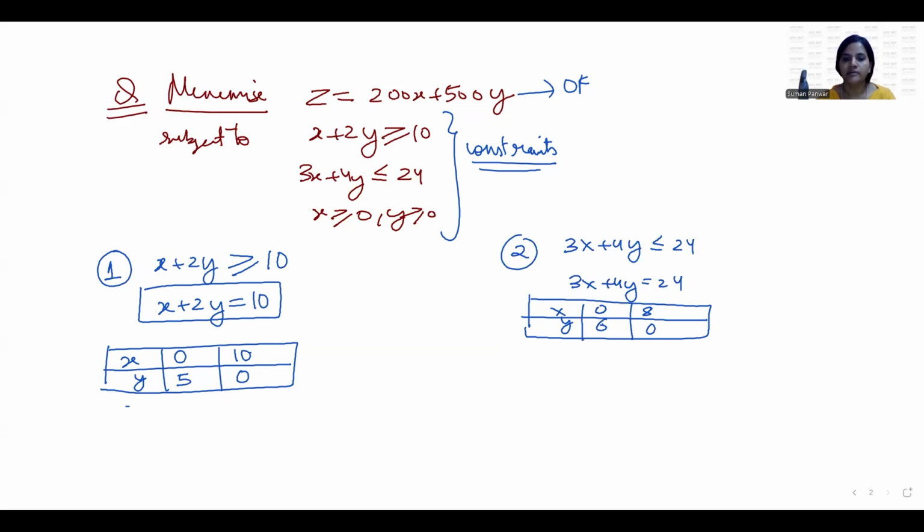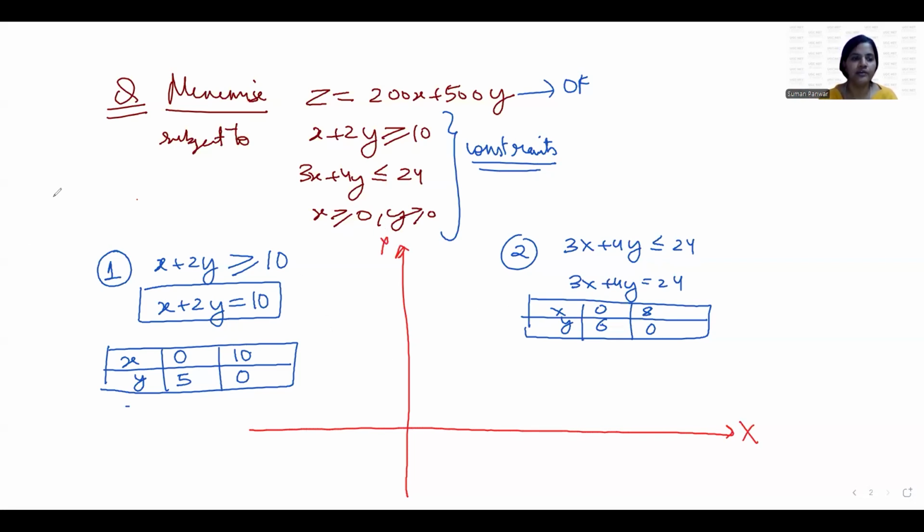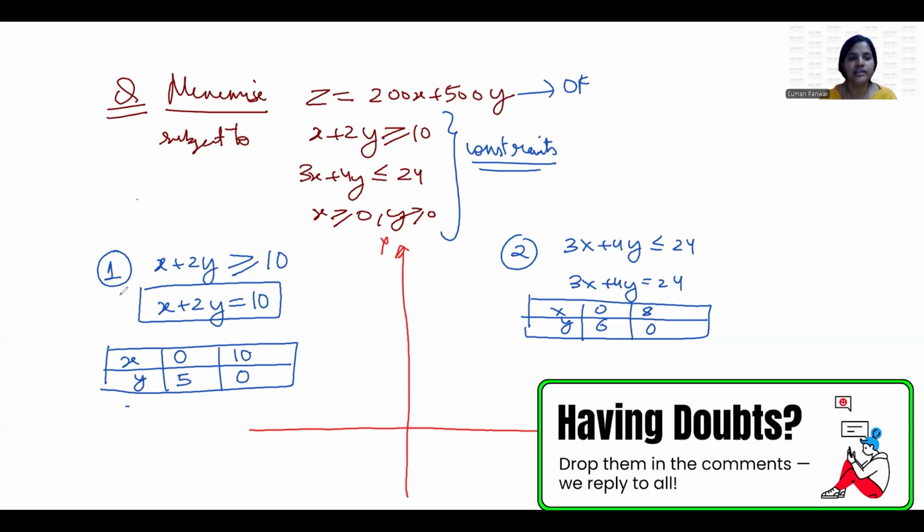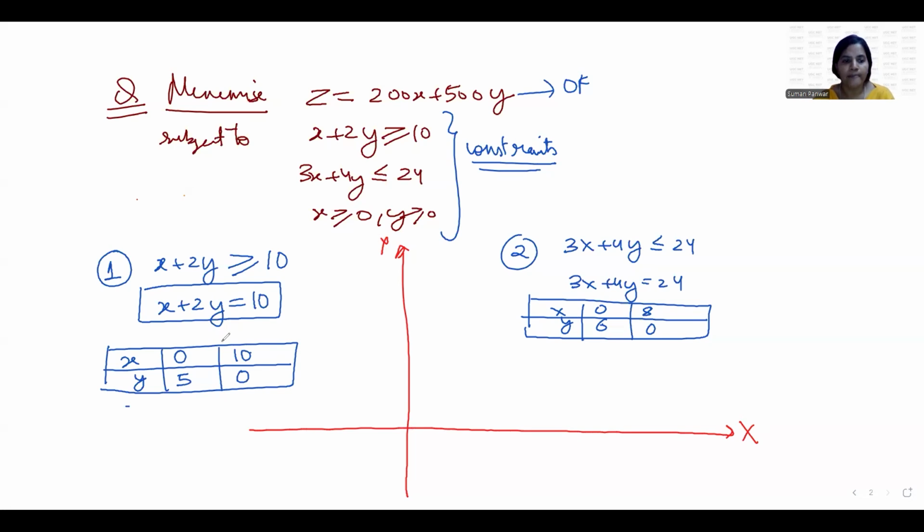Okay. So this is the x-axis. This is the y-axis. Let me use different colors for these lines so that it is easily visible to you. So x0, y5, so we have 5 over here, and x10, y0. Suppose we have 10 over here. I'm making a rough figure. So my line is going to be like this.